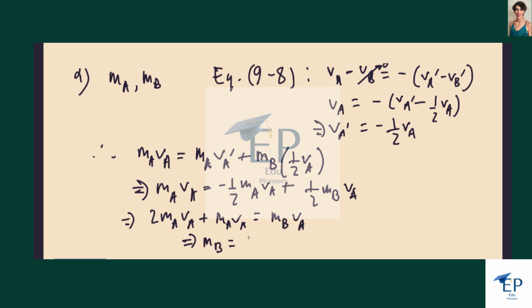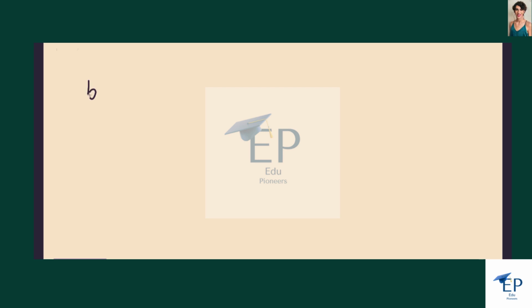MB is 3 times MA because the VA's cancel, and thus it's just 3 times 0.28 kilograms, making it 0.84 kilograms for the mass of the second ball. All right, and in part B, we want the fraction of kinetic energy that's transferred from the original.